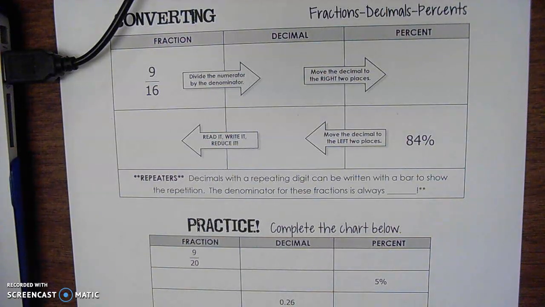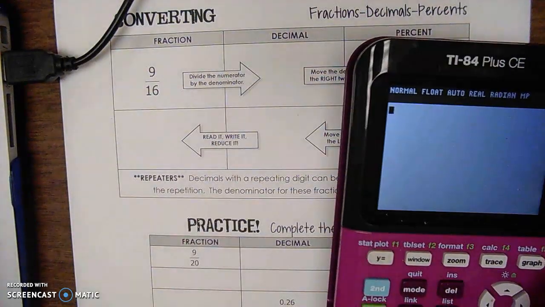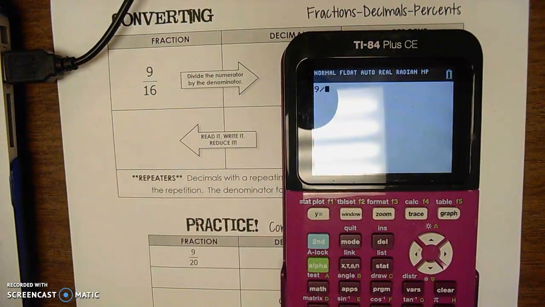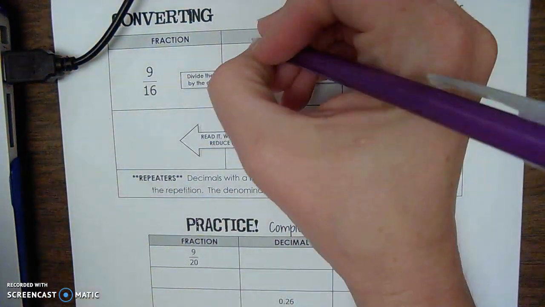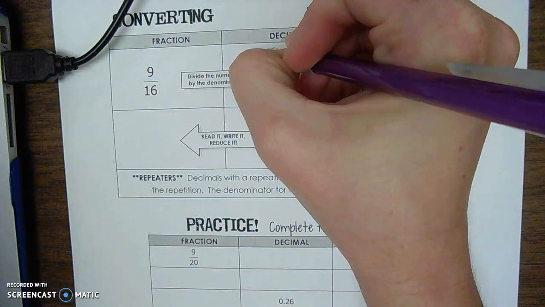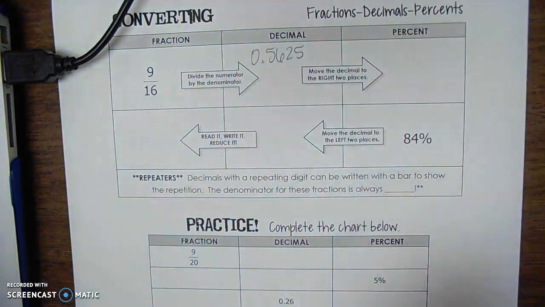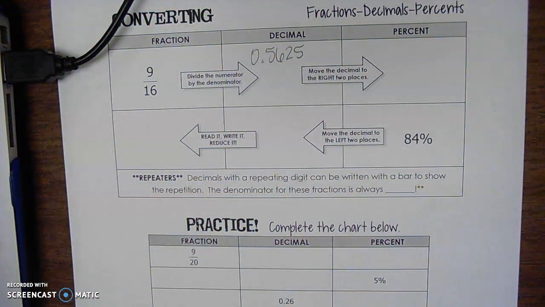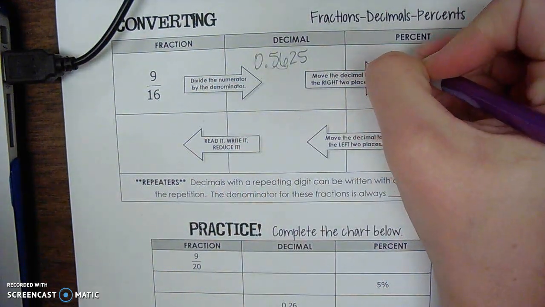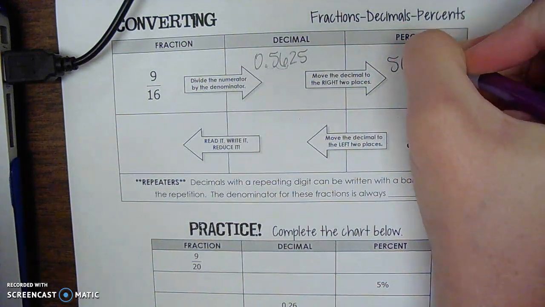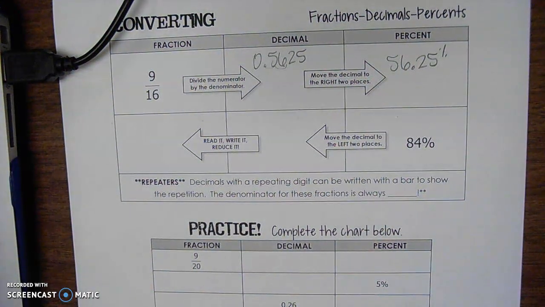Now we will look at converting between fractions, decimals, and percents. So for our first one, we start with the fraction 9 over 16. So we're just going to divide. 9 divided by 16 gives us 0.5625. When you change a decimal to a percent, you move it to the right 2 times, so 56.25%, and don't forget your percent sign.